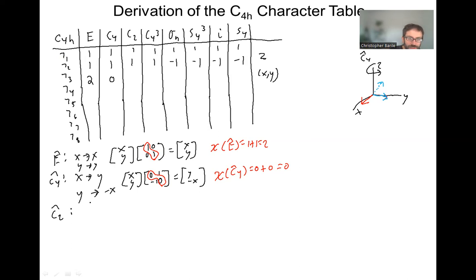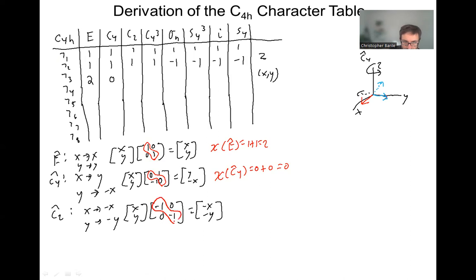So C2 is our next one. C2 is going to go 180 degrees. So x is actually going to spin through that dashed blue line and go to negative x. So x goes to negative x. y does the same thing. It spins around here and goes to negative y. So now we have negative ones on the diagonal. We get negative x, negative y. We take the character of the matrix, sum across the diagonals, and we get chi of C2 equals negative 1 plus negative 1, which equals negative 2.